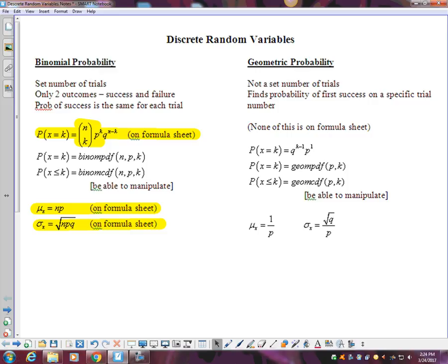If you'll take a second, find your formula sheet and look at these formulas and where they are on your formula sheet, so you can get in the habit of where they are, because that's where they're going to be on the AP test.